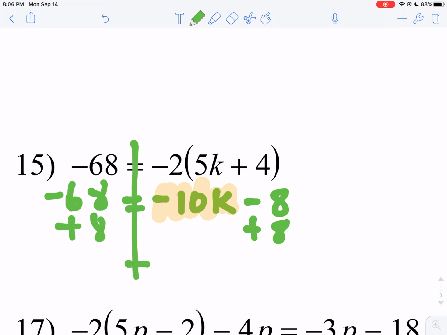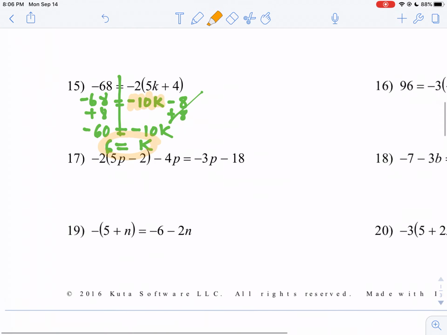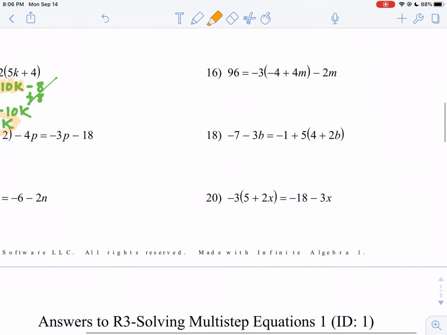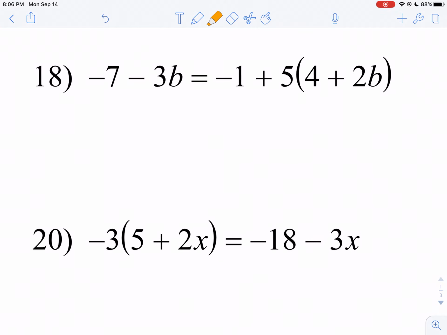Okay, and then here you're going to get a -10k on this side. This will cancel out. You have a -60, and the last step, dividing both sides by a -10 is going to give you a k equal to a +6. Again, double check your answer in the back to make sure that you have the correct answer. All right. Okay, let me go and do number 18, and I think that is going to be a good start for you with these problems here.